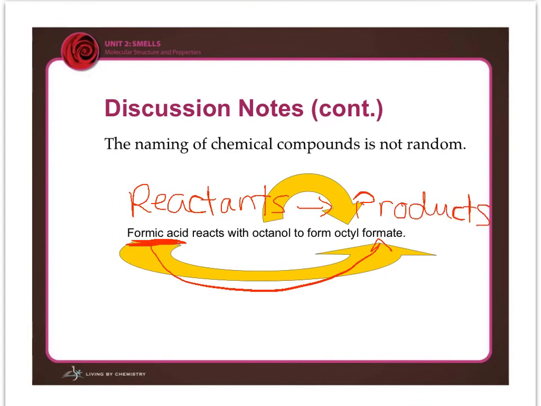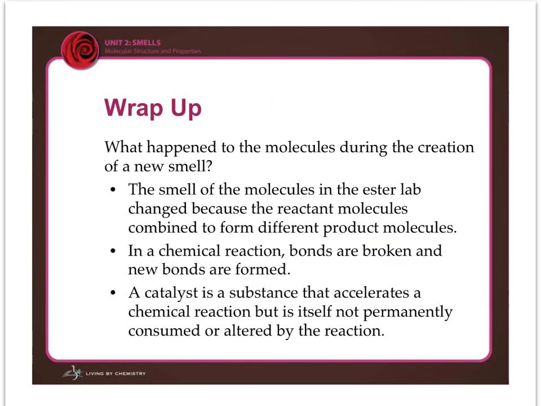So we have the reactants. Formic acid reacts with octanol. We can see that the word oct comes to the product, which is called octyl, and then the formic becomes the formate. So we have the reactants forming the product, octyl formate. This would be a great conclusion to our lab lesson 7.